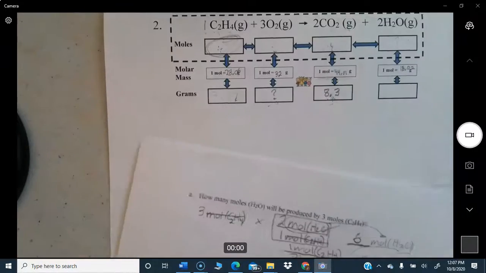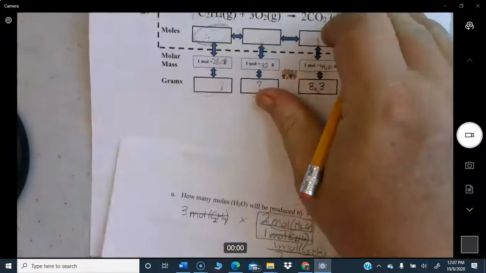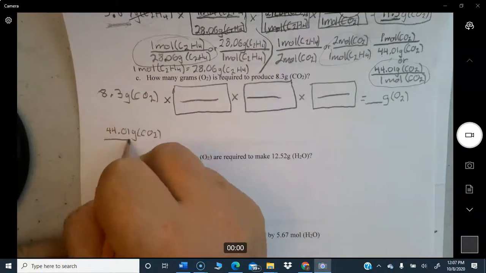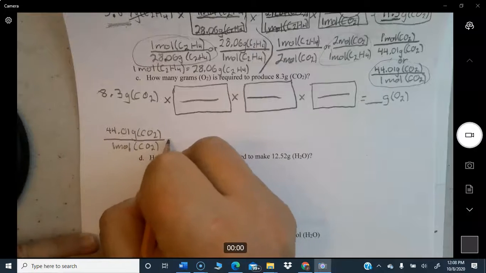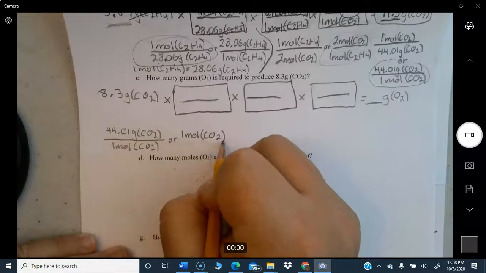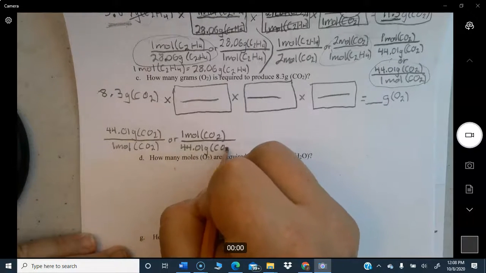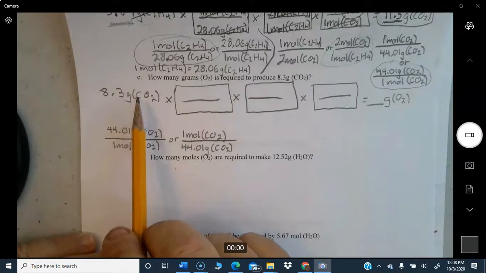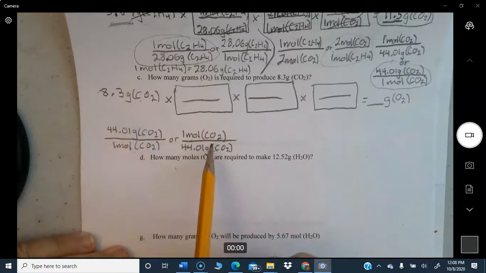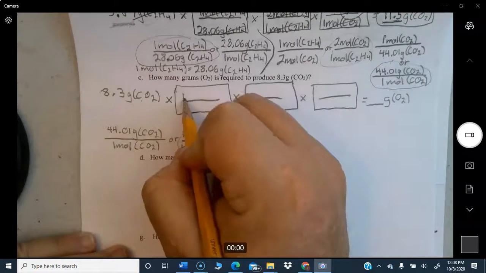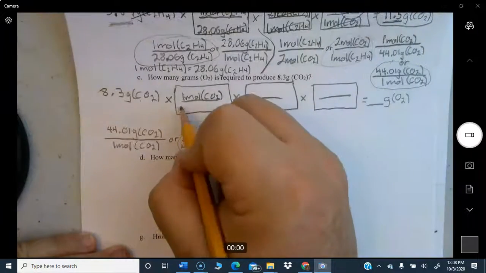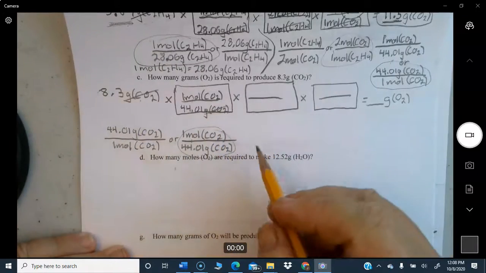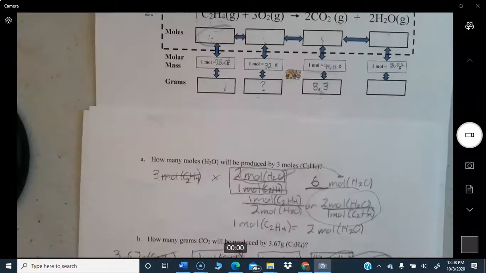Okay, first conversion. Molar mass of carbon dioxide. Which one of these two goes in here? We need grams of CO2 to cancel. That's on the top, so we need the one with grams on the bottom. That would be this one. Grams CO2 cancels grams CO2.